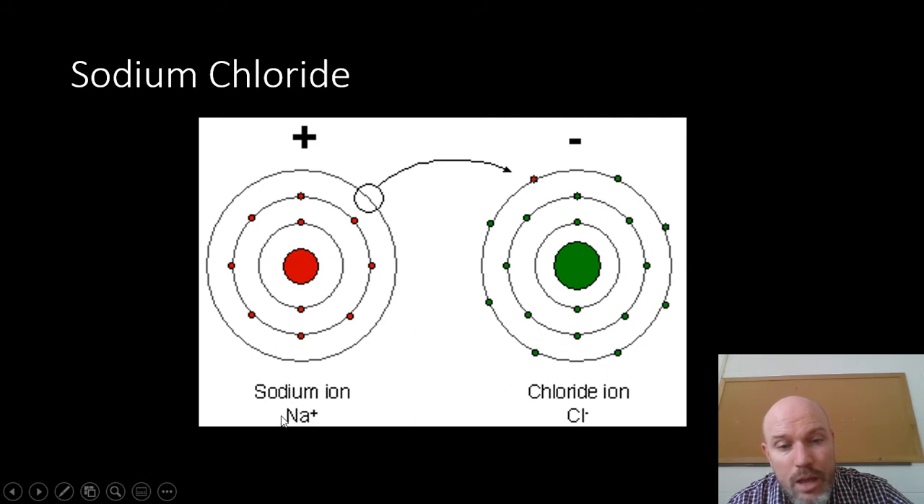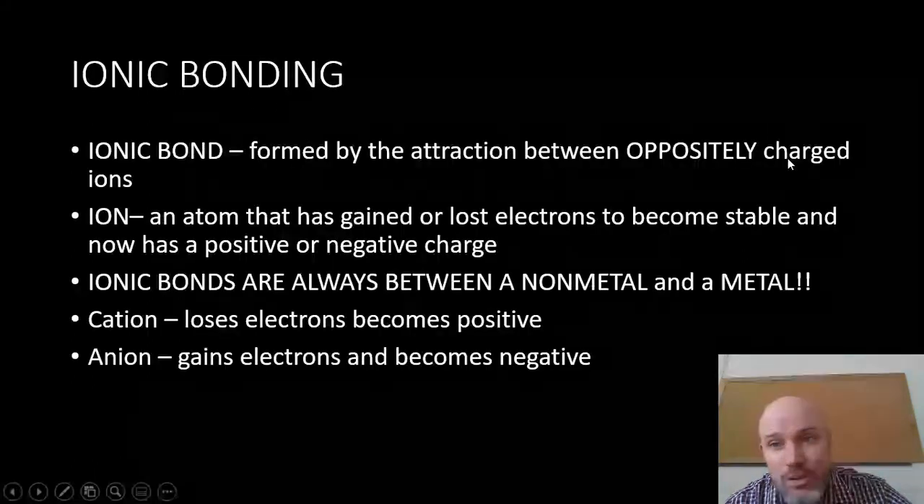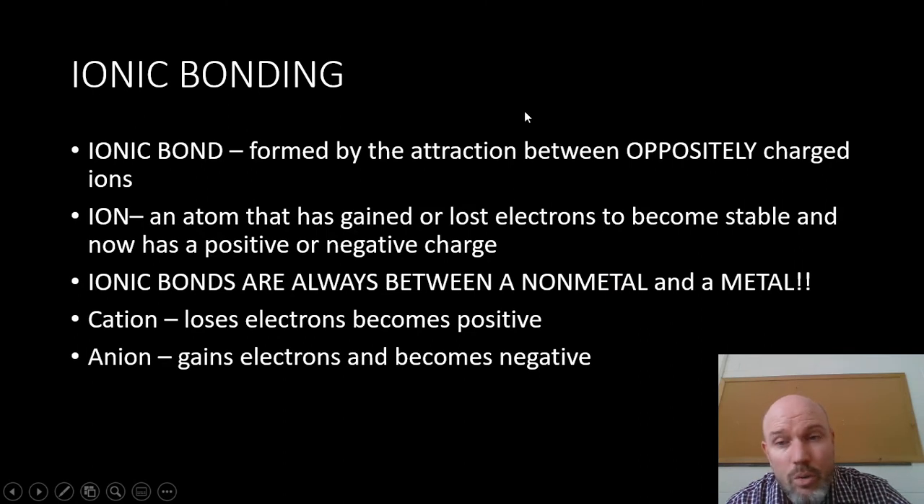Now, sodium now has a positive charge because normally there's an equal amount of protons and electrons. But when sodium loses that electron, now it has 1 more proton and it becomes positive. Now, chlorine has a negative charge because it has gained 1 extra electron. So to summarize, ionic bonds are always between a metal and a nonmetal. The metal's going to lose an electron or more than 1 electron, and the nonmetal is going to gain electrons.